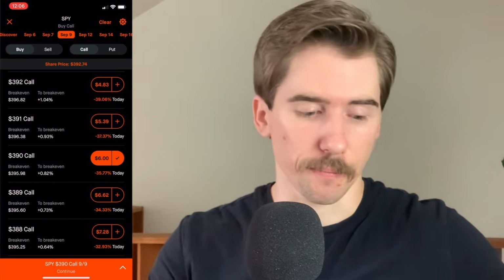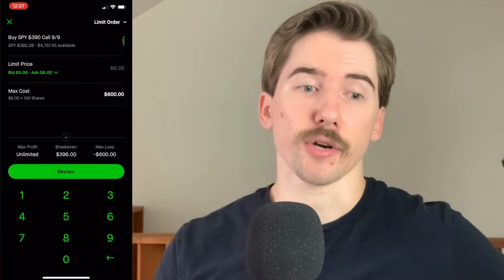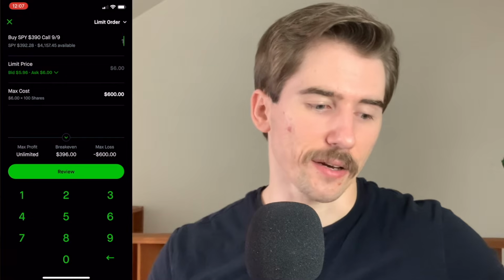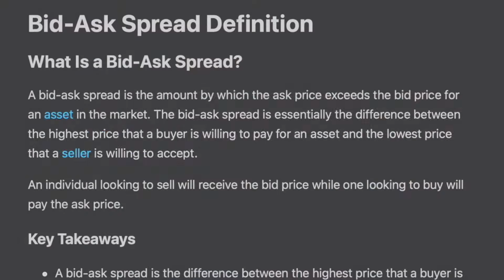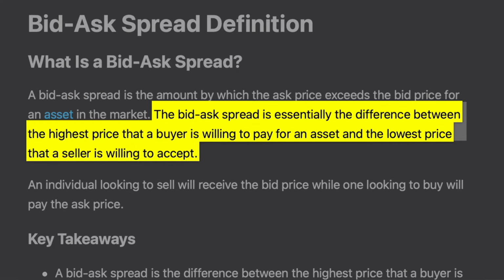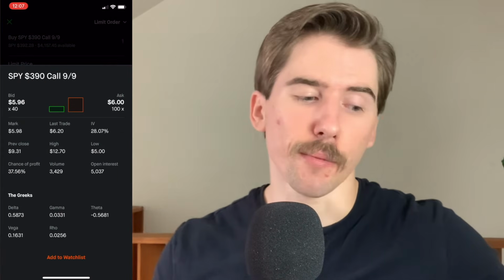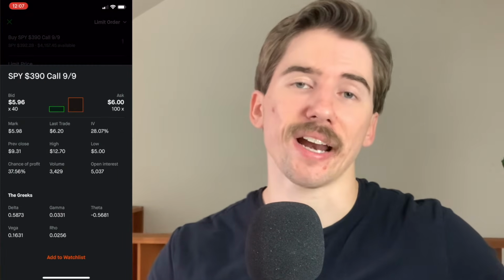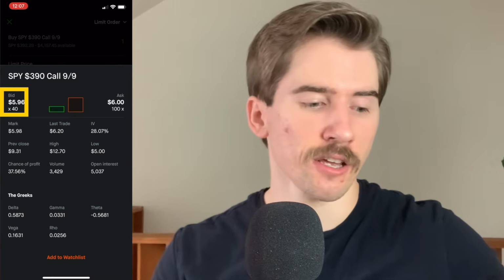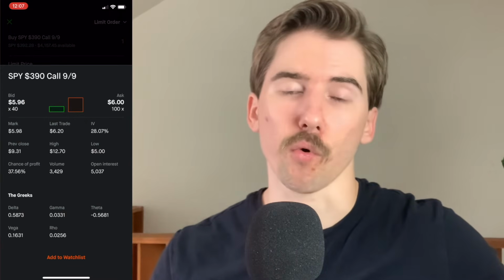Which means that I'm going to be paying $600 in order to open this call option. And the next thing that you're going to notice whenever you're trading options on Robinhood is this thing known as the bid-ask spread. So this is the difference between what people are willing to pay for an option, which is the bid price, and what people are willing to sell that same option for, which is the ask price. So in this case, the bid, or what people are willing to buy this $390 call for, is $596. And what people are willing to sell the same call for is $600.